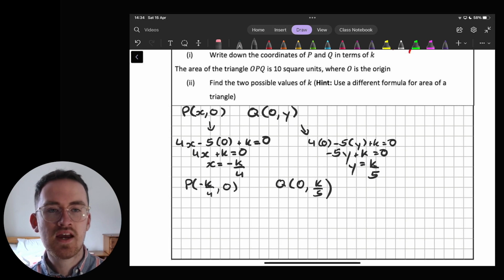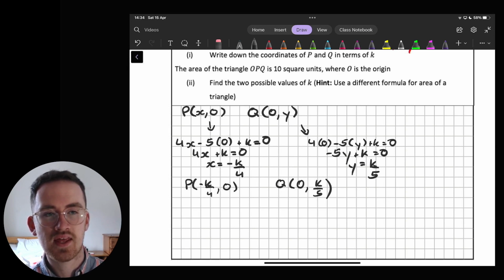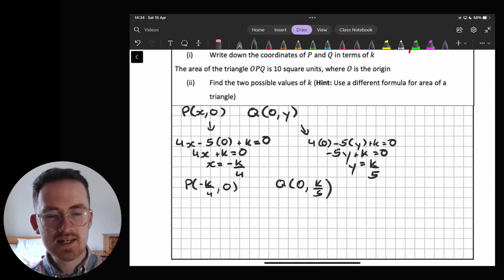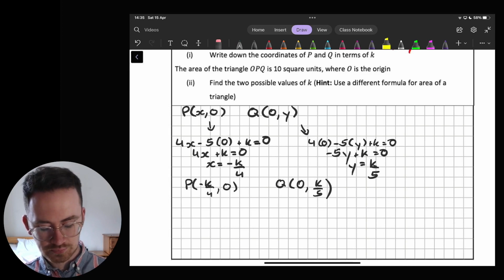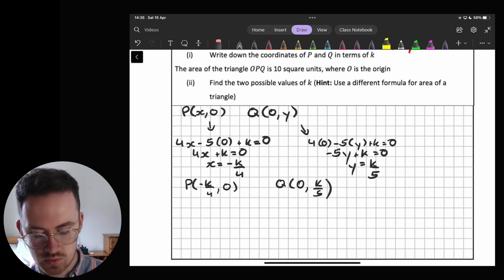Then the next part: the area of the triangle OPQ is 10 square units, where O is the origin. Find the 2 possible values of k. And the hint says use a different formula for the area of a triangle. Okay, so let's have a think about that one. Why can we not use our actual formula? Well, you can see here, if you think about our normal formula, we would do x1, y2, which would work out fine.